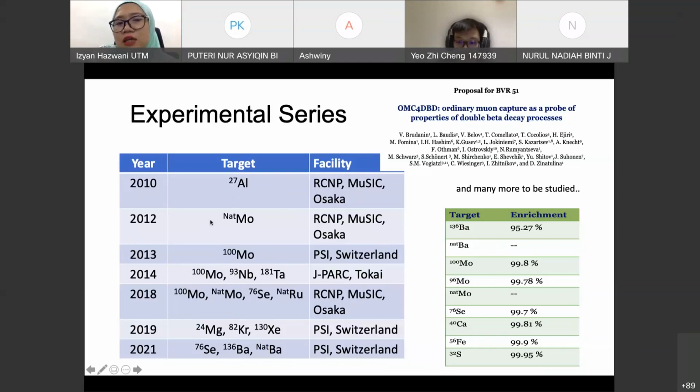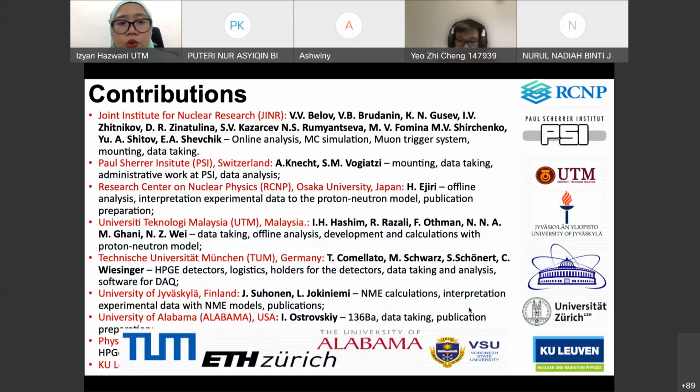In our early time, we focused on beam time of around 3 days, but now we need much longer measurements so we have enough statistics for neutrinoless double beta decay. Okay, so this is part of the contribution from our collaborators. So this is everyone. The Malaysian part is the offline analysis, data taking, calculation, and also development.